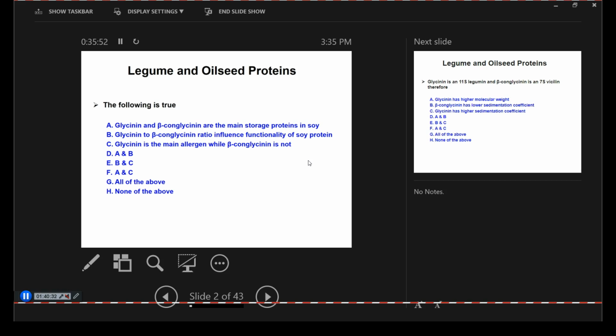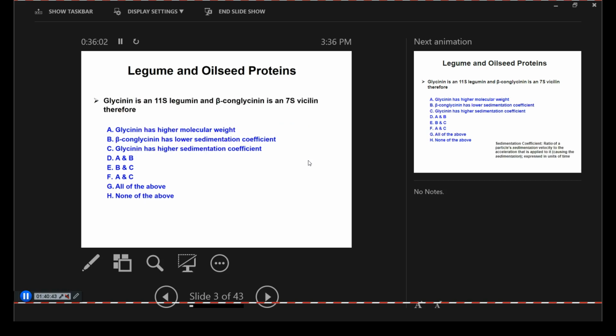And then these storage proteins are the proteins that are most influential or responsible for the functional properties of soy proteins. That is correct. We'll talk more about that. So, in fact, glycinin is an 11S legumin, a type of globulin, a plant globulin protein. And beta-conglycinin is a 7S vicilin, another type of globular plant protein.